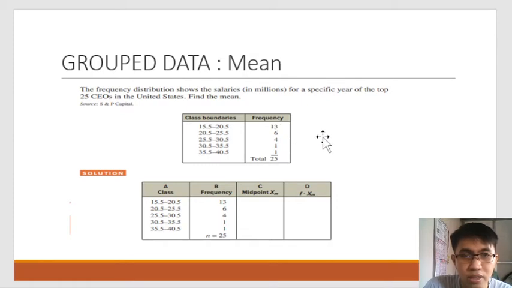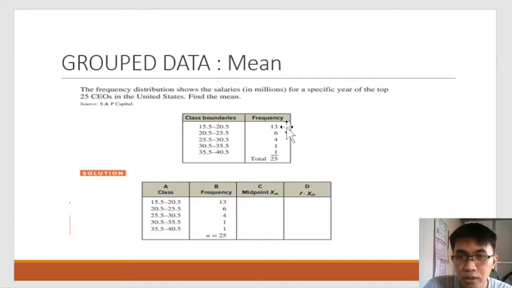So, this is a frequency distribution for the salaries in millions for a specific year of the top 25 CEOs in the United States. So, this is from the S&P Capital. So, we find the mean. So, paano natin kukunin yung mean kapag ang ating data ay naka-group? So, ito pong frequency na tinutukoy dito, ang ibig sabihin lang nito ay for 15.5 to 20.5 ay 13 po ang number of items na merong ganoon. So kung yan ay score, halimbawa, ay 6 ang nakakuha ng score na nandoon sa bracket or interval na yon.